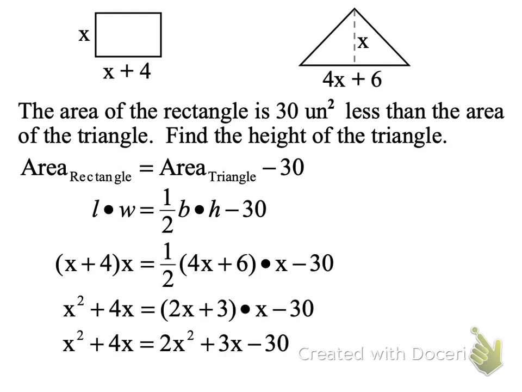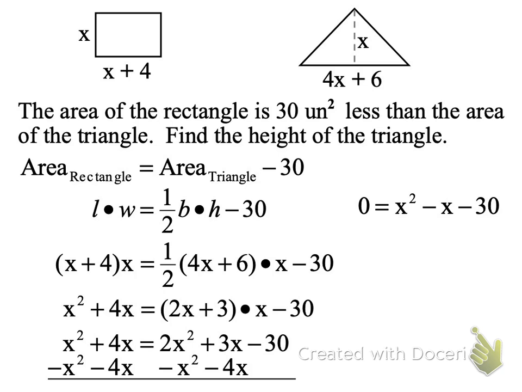Okay, now we are going to combine our like terms. Let's move everything to the right because I have the biggest x squared over there. So I'm going to subtract x squared, subtract 4x, and subtract, that's it. And we end up with x squared minus x plus minus 30. Pretty similar to the last one.